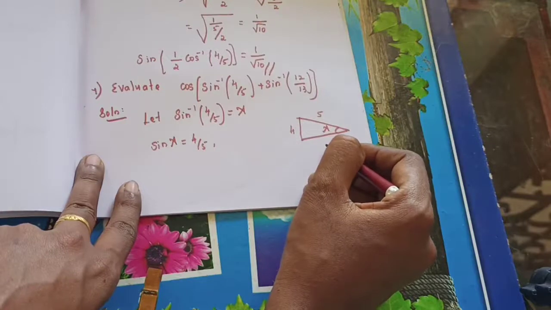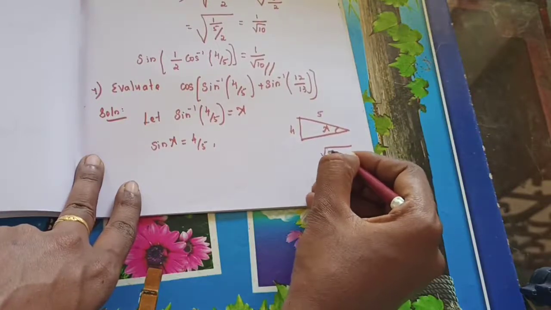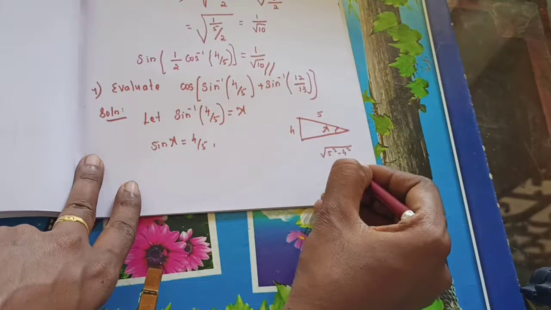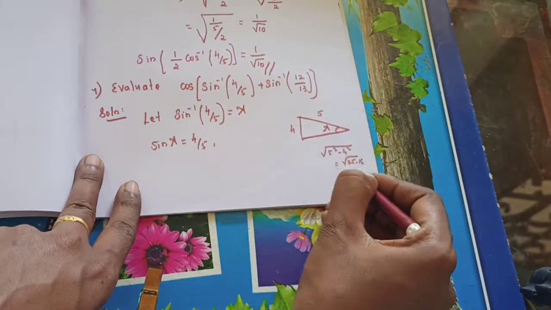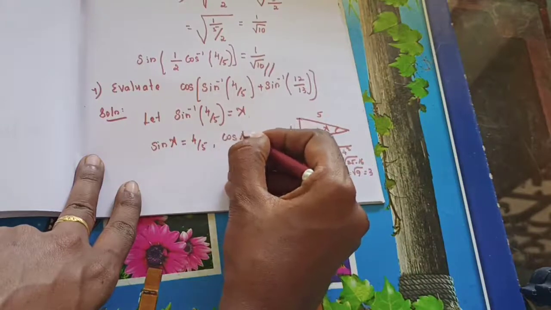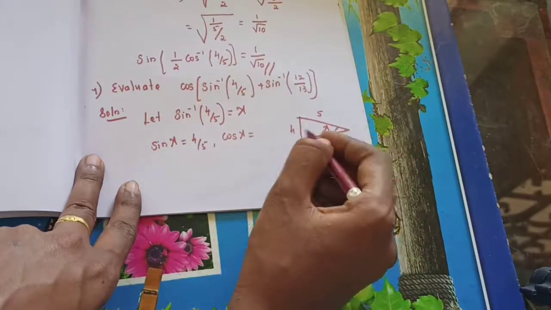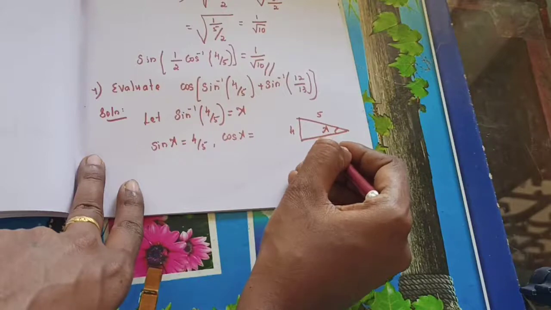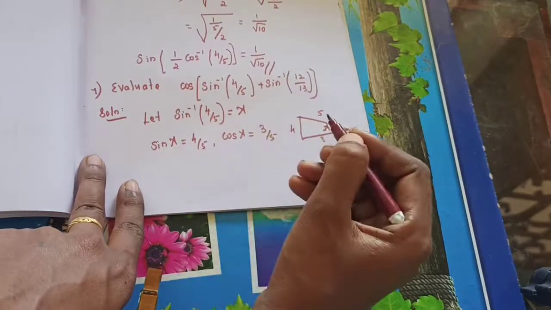So how will you do it? Square root of 5 square minus 4 square, that's equal to square root of 25 minus 16, that's equal to square root of 9, equal to 3. So what's the value for cos A? Sine is opposite side by hypotenuse; next one, cos, is adjacent by hypotenuse. So it is 3 by 5. This is the cos A value.